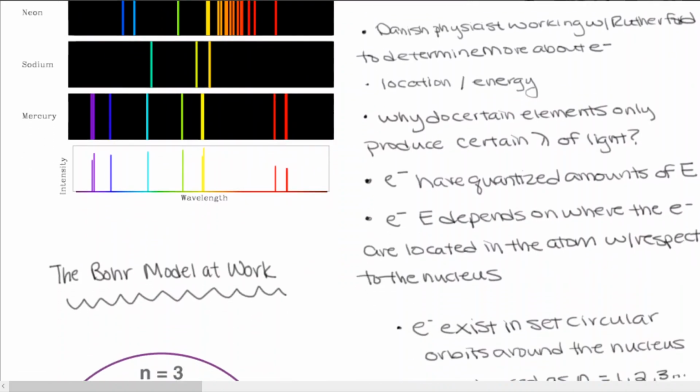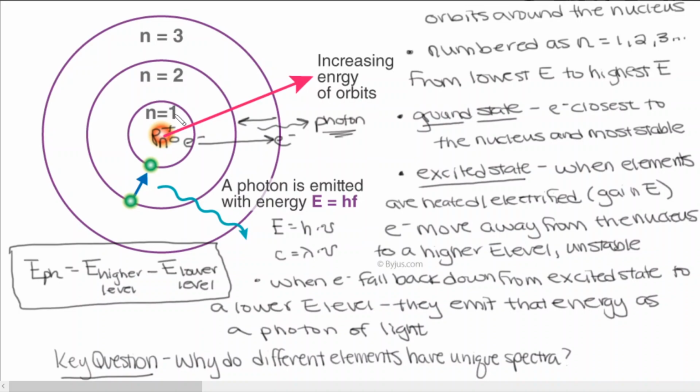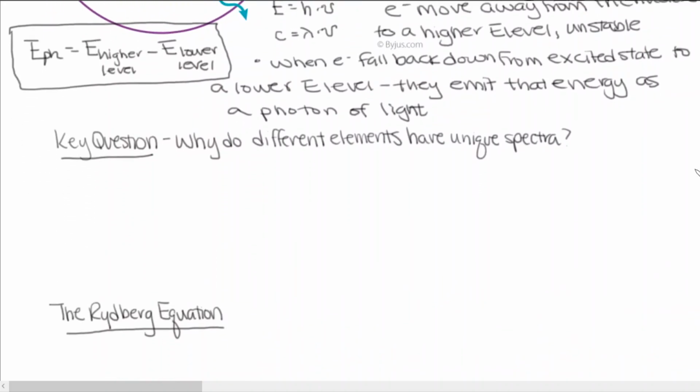And that must be because different elements have different energy levels. Now, they're all numbered the same way: energy level 1, energy level 2, energy level 3, all the way up to 7. But the n equals 1 is a different distance away from the nucleus in hydrogen than it is in helium.